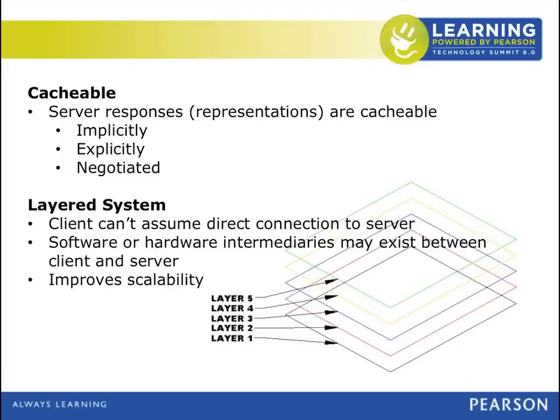Because cacheable and layered system are kind of related to me, because you can have a caching layer in your architecture, and just by nature of the client server, you don't know who you're talking to. You might be talking to a cache who talks to a proxy, who talks to a load balancer, who talks to a back-end database. So we just have multiple pieces in the architecture, and that's all he's trying to say there. You just can't make an assumption of who you're talking to from a client.